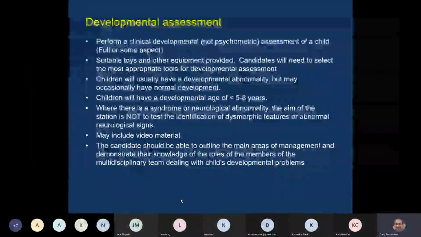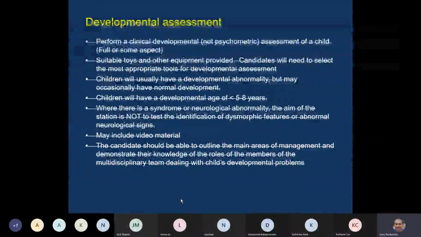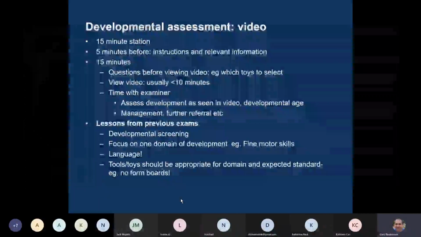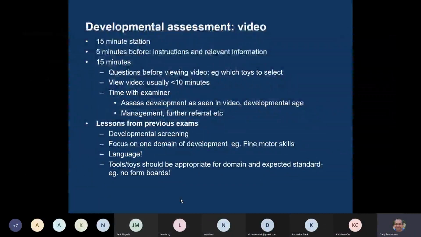The developmental assessment can either be a patient-based one or a video one. I've changed this slide, as you can see now, just crossing everything out because we've never used a patient in these stations. The reasons behind that are many, but certainly around COVID, there's no way you're going to be given a patient for a developmental assessment, so you'll be doing a video. Again, it's going to be the same sort of basic structure. You've got 5 minutes to prepare outside with relevant information. You'll walk in, you'll evaluate the information you were given and indicate what your thoughts are at that stage.